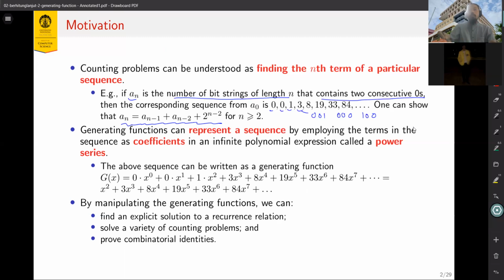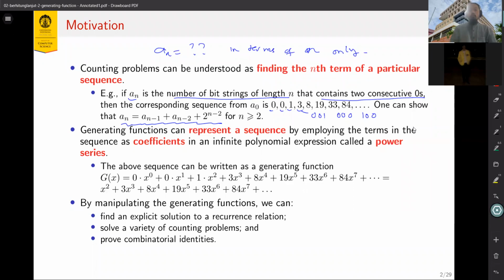So you want to say, what is a_n in terms of n? So only in terms of n, not in terms of the previous terms in the sequence. Now, the idea then is to use a few methods. One of them is generating functions.